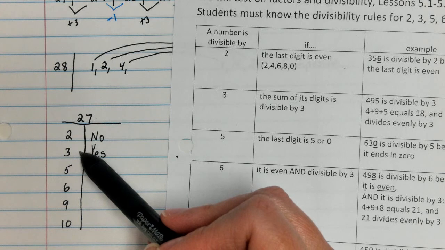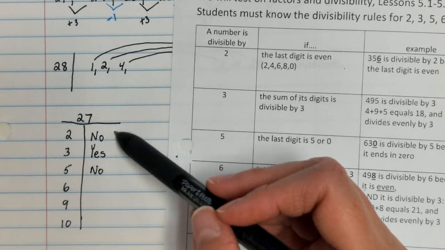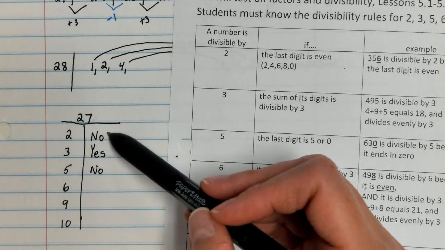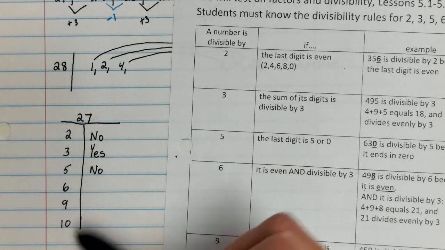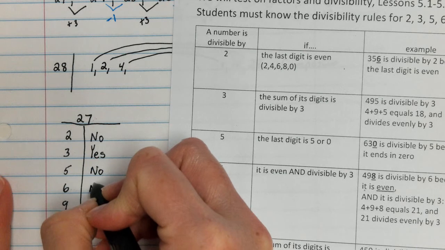All right, now, when I look at 6, 6 has to be, if 2 is a factor and 3 is a factor, then 6 is a factor. So if I look here and there are 2 yeses, then this is yes. If there's a no, then this is no. So is 6 a factor of 27? No. No, it is not.